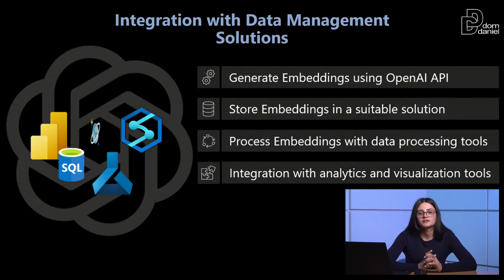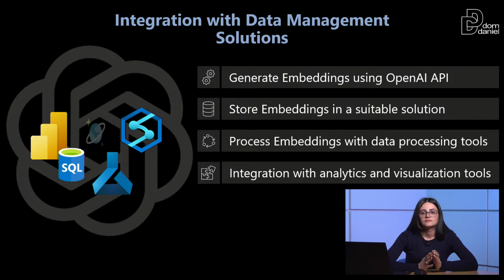Now let's see how we can integrate these embeddings with other data management solutions. For this reason, we need to generate embeddings, of course. First of all, we need to convert our data into a numerical representation using OpenAI API. We will send the data to the API. The API will convert this text into the corresponding embedding.